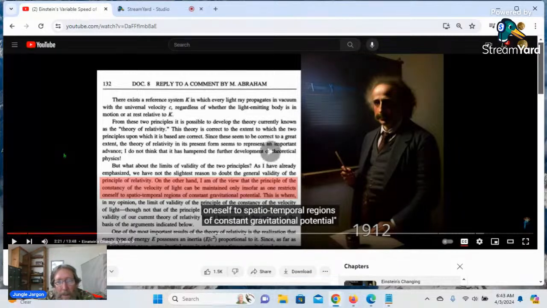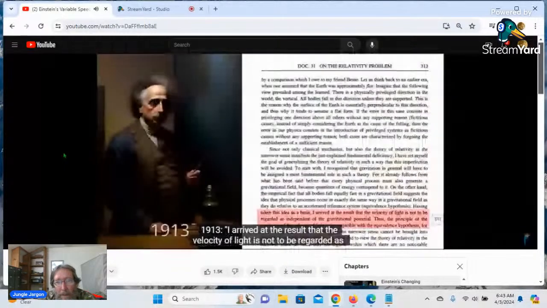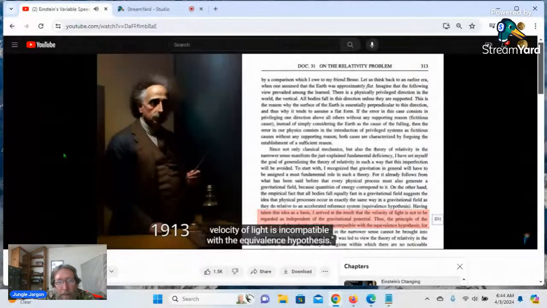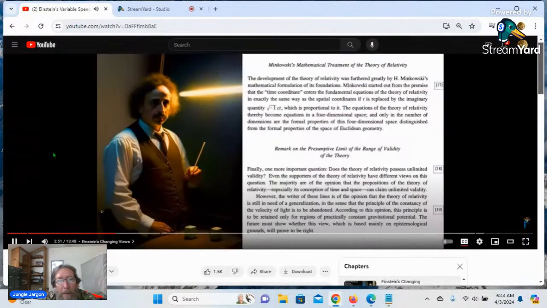Gravitational potential. A little later, in 1913, he wrote, "I arrived at the results that the velocity of light is not to be regarded as independent of the gravitational potential. Thus, the principle of the constancy of the velocity of light is incompatible with the equivalence hypothesis." Then later in 1914, "in the case where we drop the postulate of the constancy of the velocity of light, there exists a priori no privileged coordinate system." So it depends on the coordinate system, and it depends on how much gravity there is in that system.